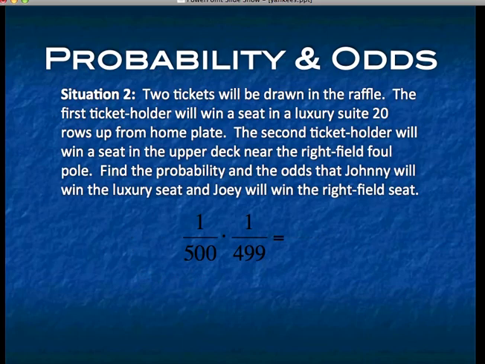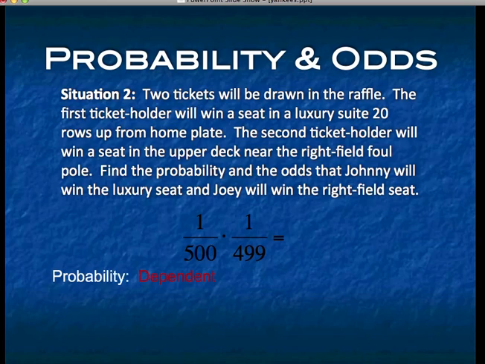In the next situation, 2 tickets are going to be drawn in the raffle. The first guy will win a seat in the luxury suite, and the second person will be winning the upper deck seat. We want to find the probability and the odds that Johnny will win the luxury seat and Joey will win the right field seat. This is much more specific. So we have 1 out of 500 for Johnny winning. Supposing that he did, it's 1 out of 499 that Joey would win the second seat.